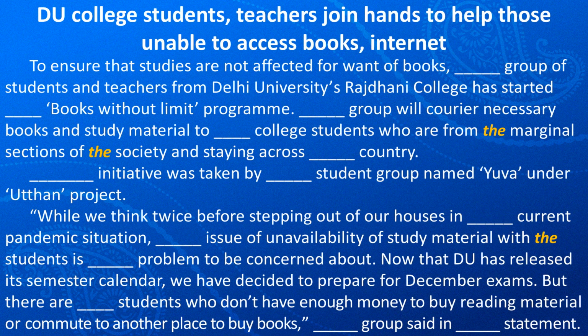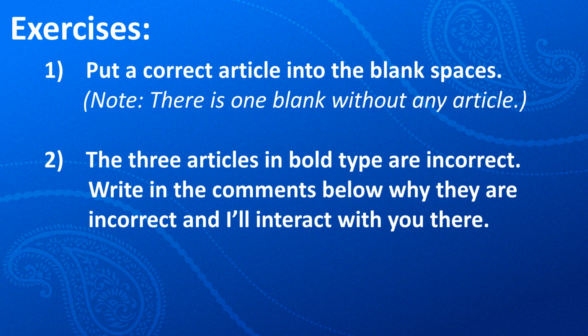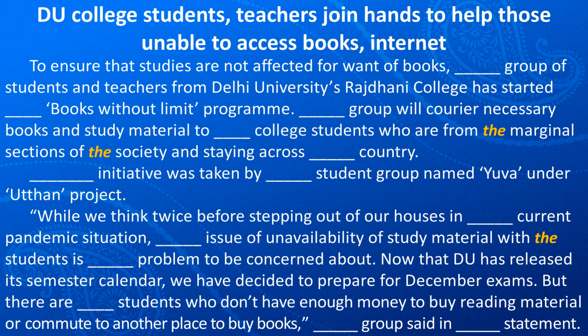Okay, let's practice. Here is a news article from the Times of India, 11 September 2020. The link is in the description below. There are 2 exercises for you to do here. The first, put a correct article into the blank spaces I have left. Now be careful, I have left 1 space where no article is needed. And the second exercise, I have put 3 articles in bold type. These are incorrect uses of the articles. Write in the comments below why they are incorrect, and I will interact with you down there. Pause the video here and fill in the blanks.